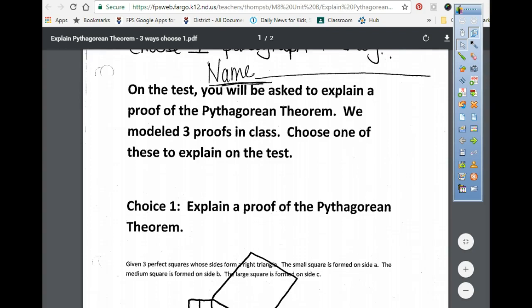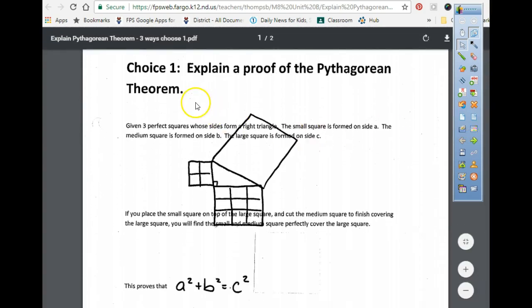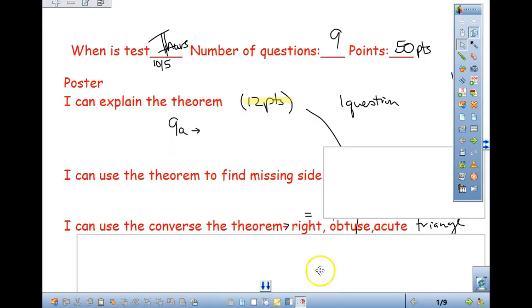The first method is the one where we cut apart. Given the perfect squares whose areas of a right triangle, the small square is side A, the medium square is B, the large one is C. And you might have said, oh, this is 2, this is 3, this one has to be 4 plus 9 has to be 13. So you could actually use numbers in there when you do that, okay? And you would explain that. So that is 12 points of your test.